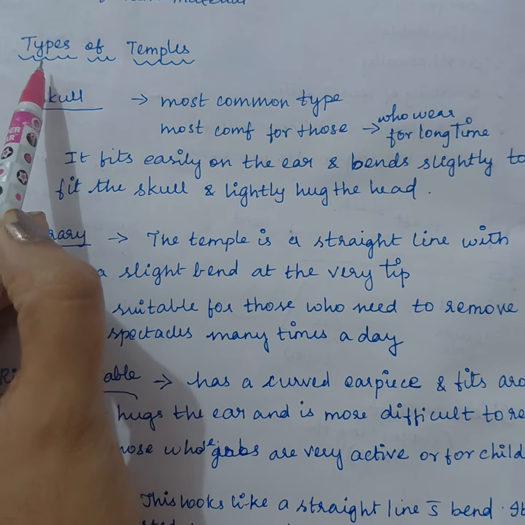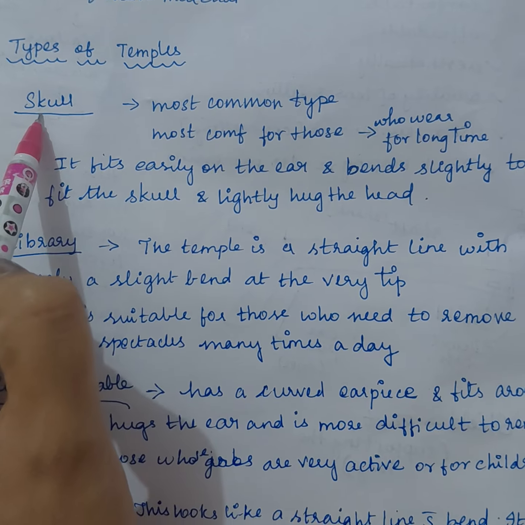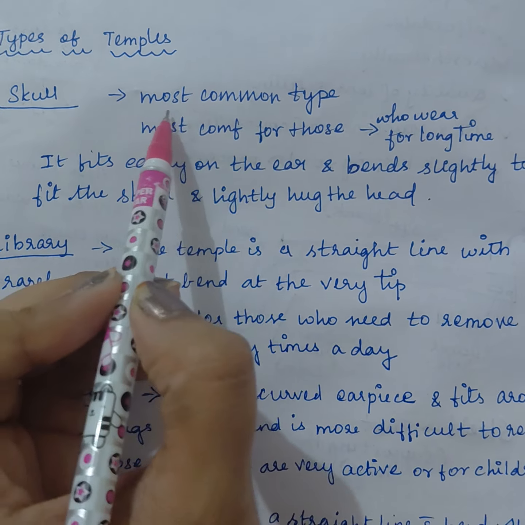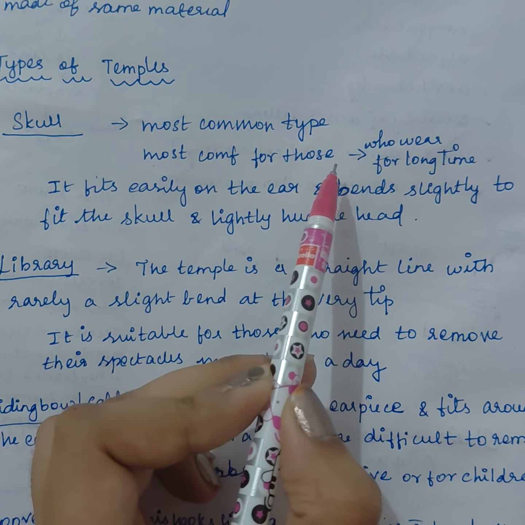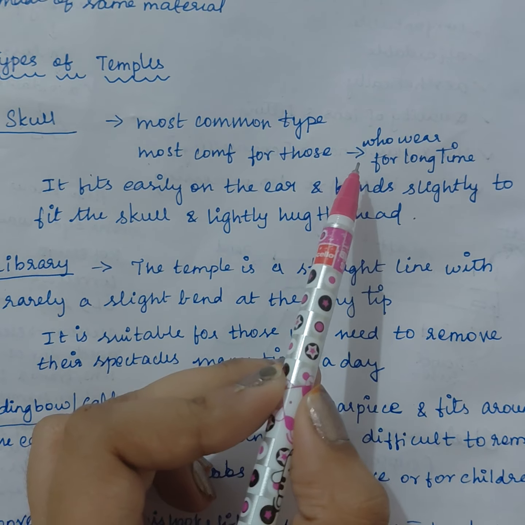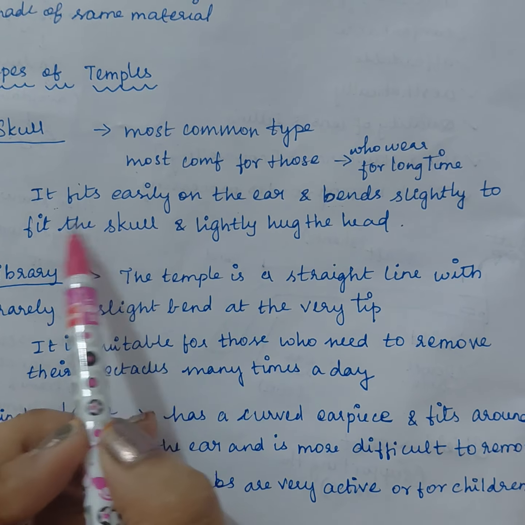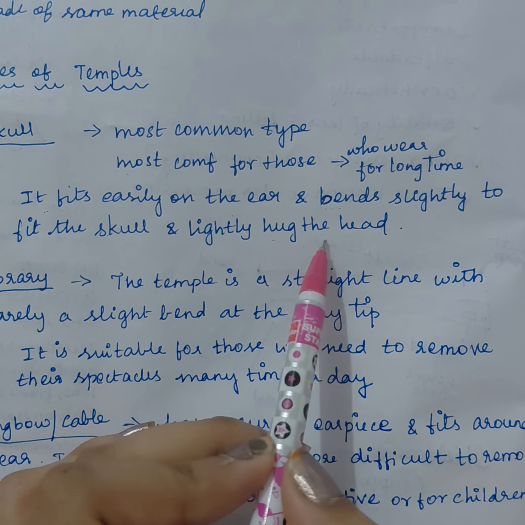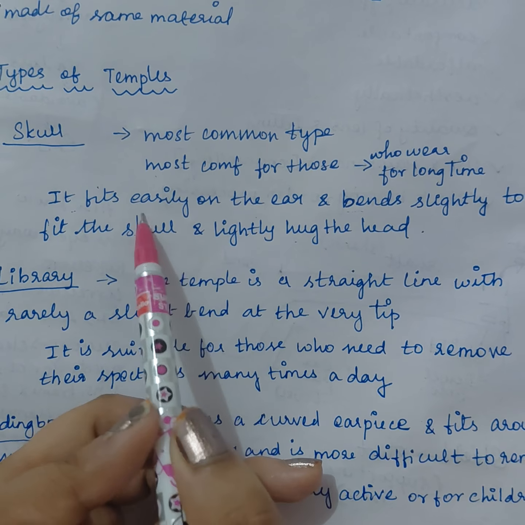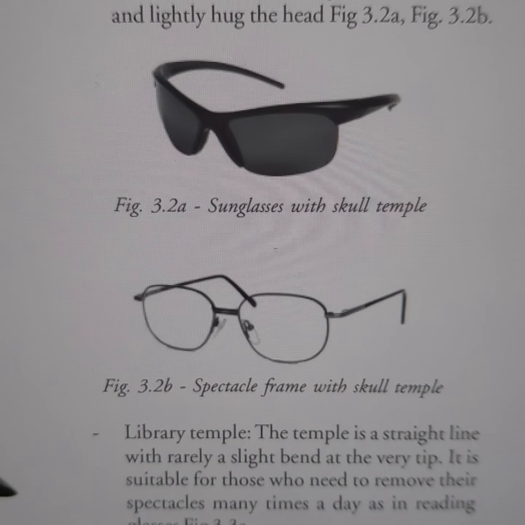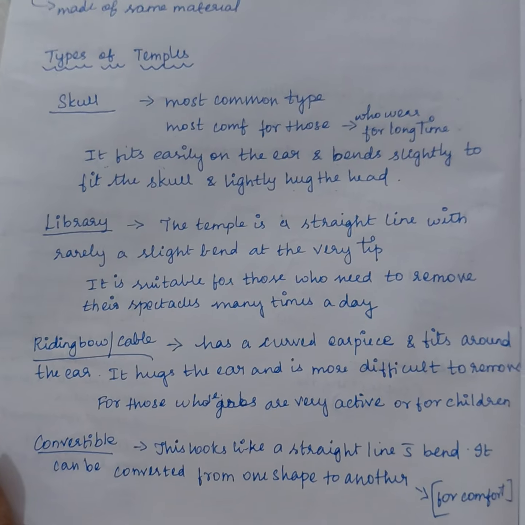If we look at the types of temples, there are many kinds of shapes. First is the skull. Skull temple is the most common temple that is used. It is more comfortable for those people who wear their specs for a long period of time. It fits easily on the ear and bends slightly to fit the skull and lightly hug the head. It is just bending slightly to fit our skull, and it is easy to fit. As you can see, this is the example of a skull temple.